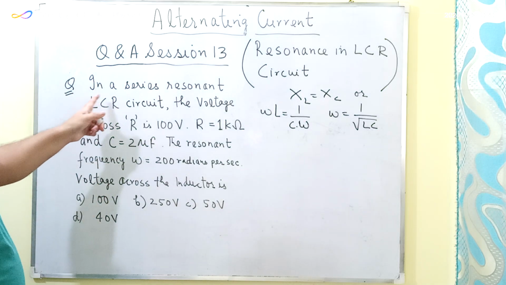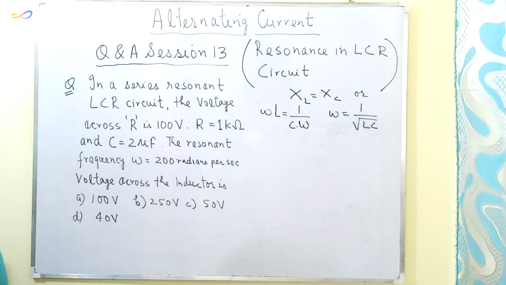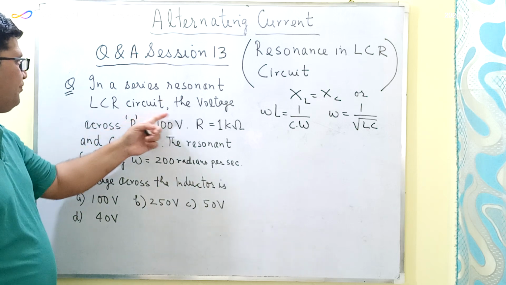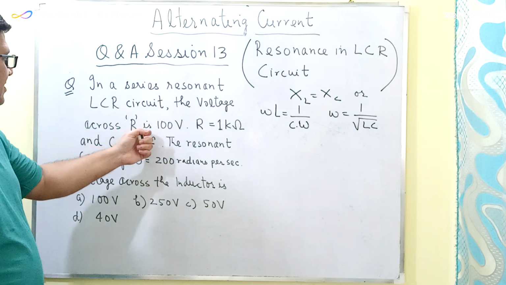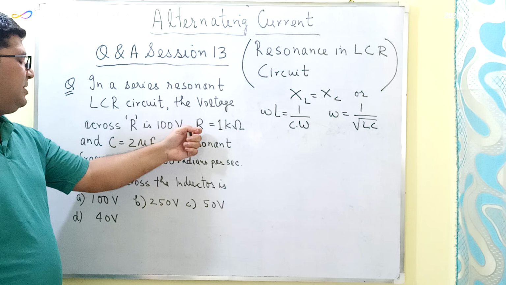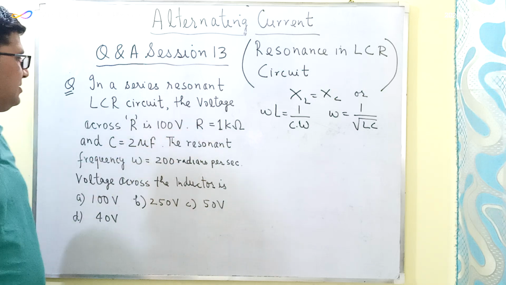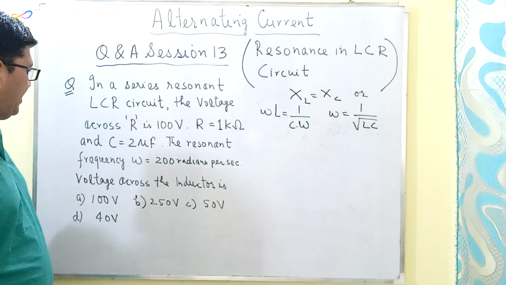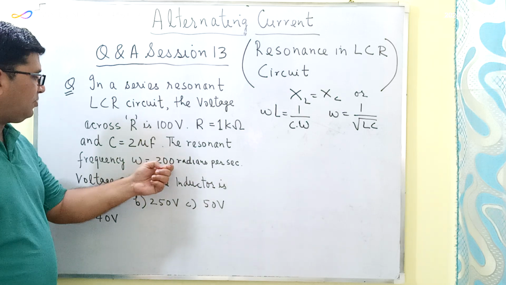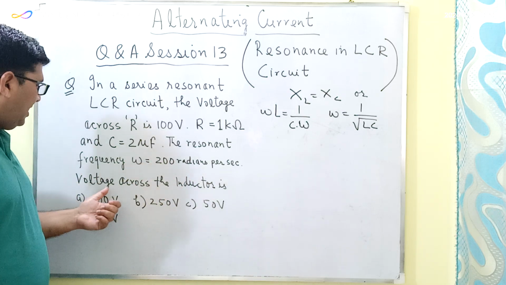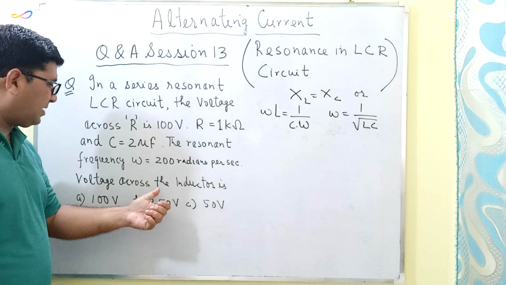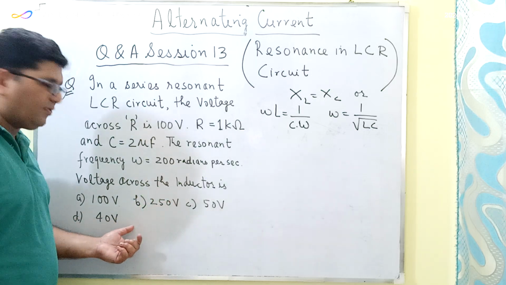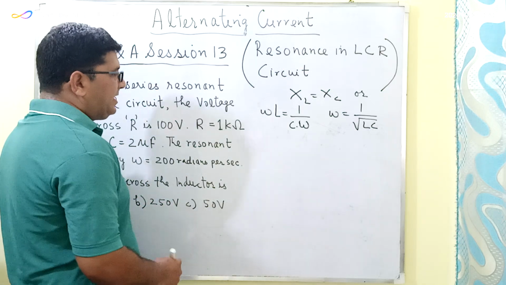So in this question, there is a series resonant LCR circuit. The voltage across the resistor is 100 volts. The value of the resistance is 1 kilo ohm, and the value of the capacitance is equal to 2 microfarad. The resonant frequency is equal to 200 radians per second, and we have to find the voltage across the inductor. We have been given 4 options, and we have to find the correct one.